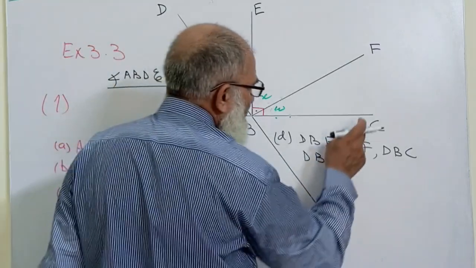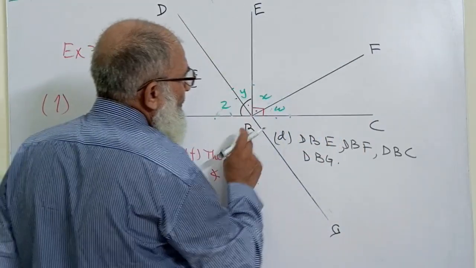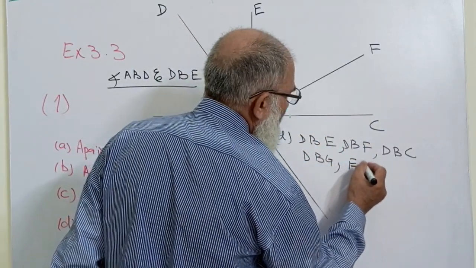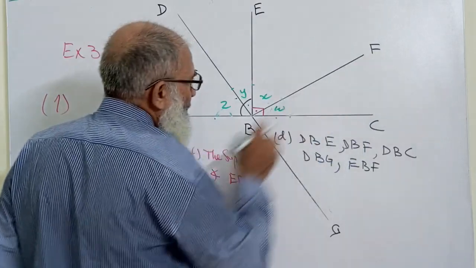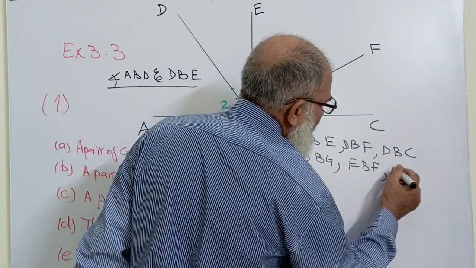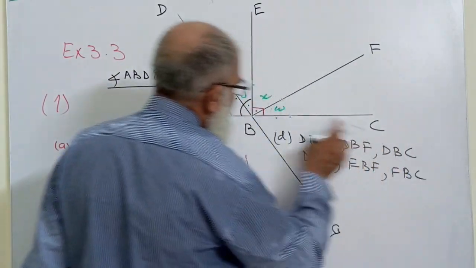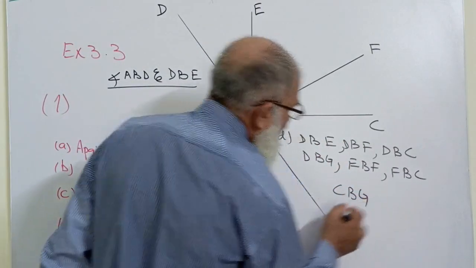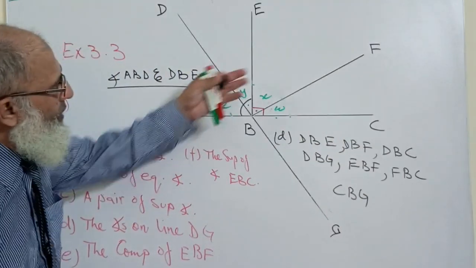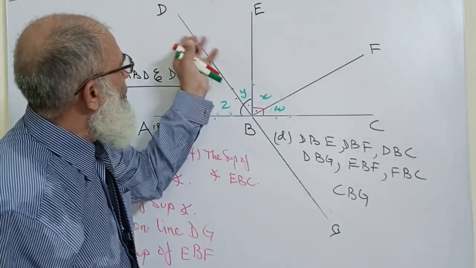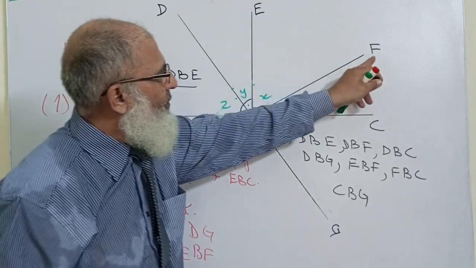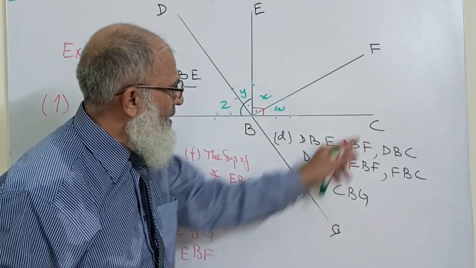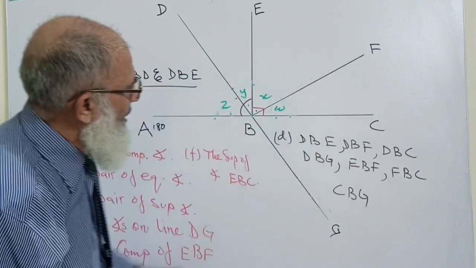Now start from here: EBF, FBC, CBG. These all are angles, and there are many more. If you start from here, EBC, CBG, and there are many more angles.